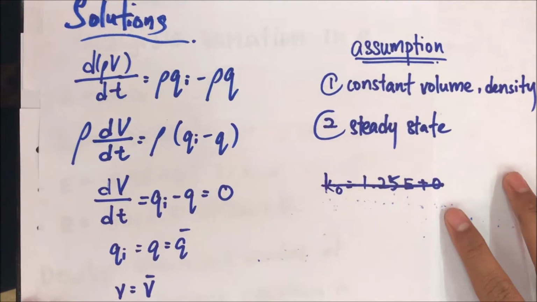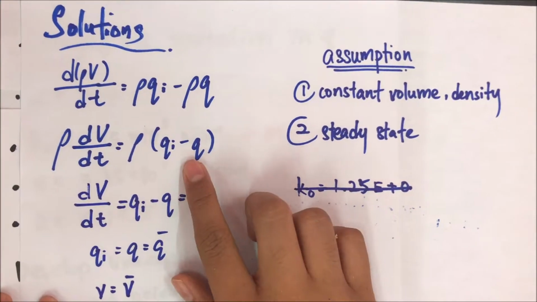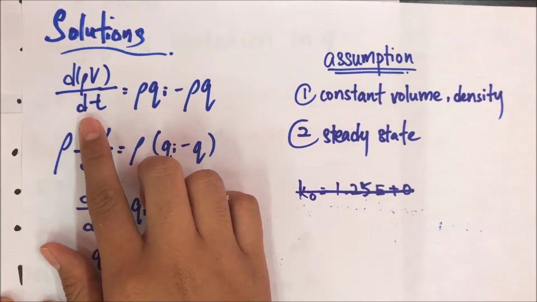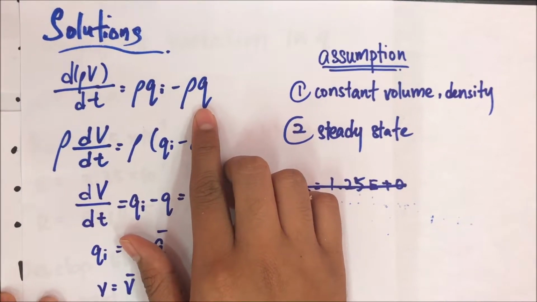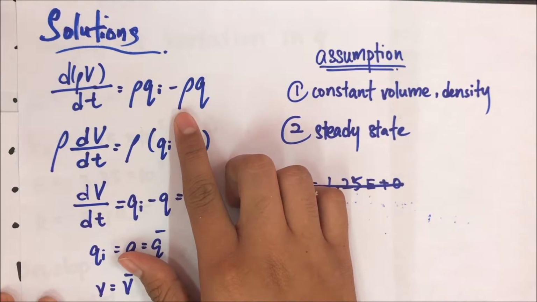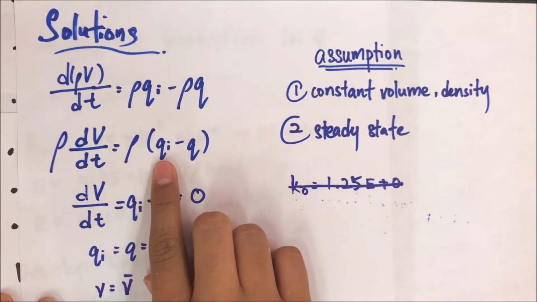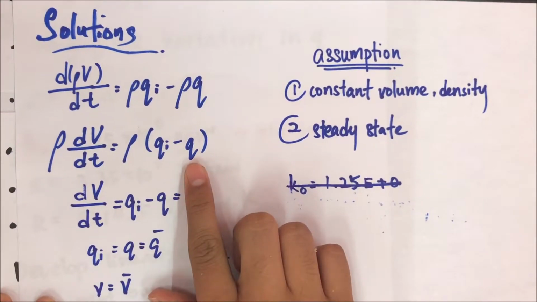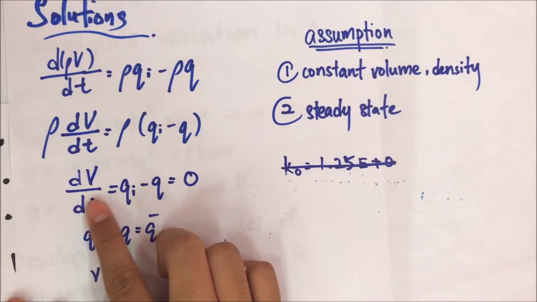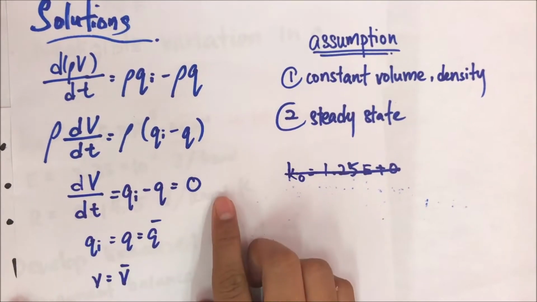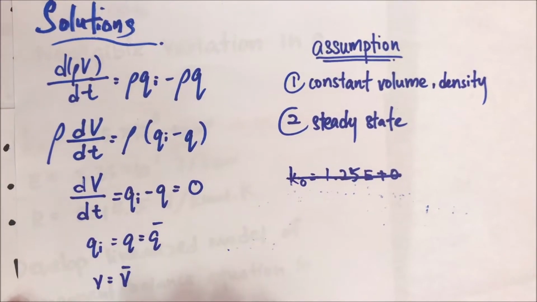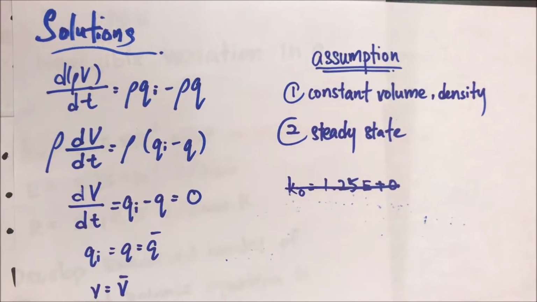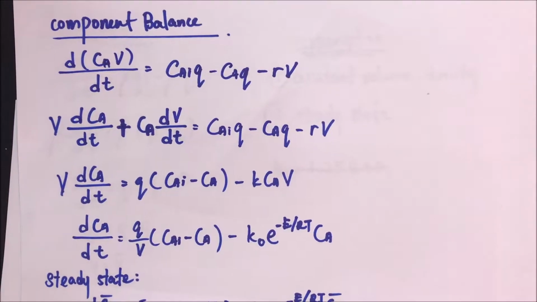First of all, we need to make the mass balance. For the mass balance, d(rho V) over dt is equal to rho Qi minus rho Q. As we assume the density is constant, we can factorize out the density. And as the volume is also constant, we can assume that dV over dt is equal to 0. Hence, Qi is equal to Q bar, while V is equal to V bar.